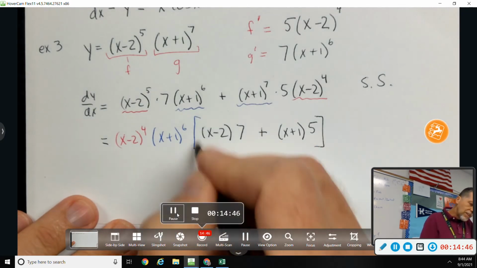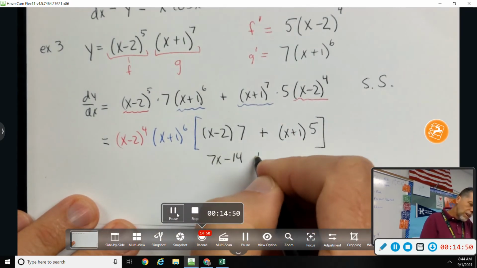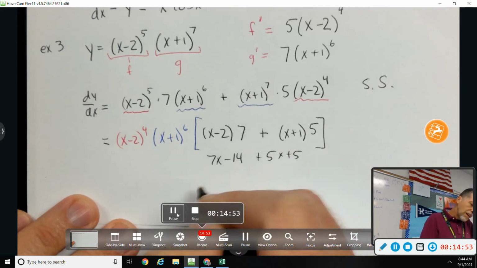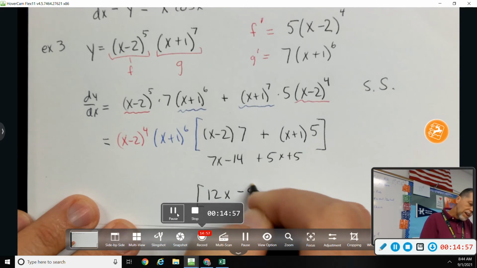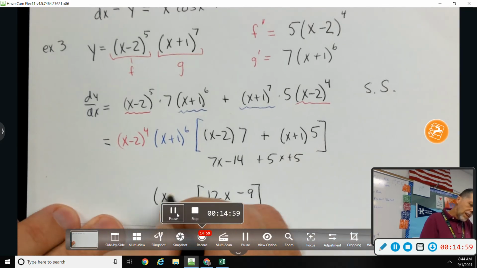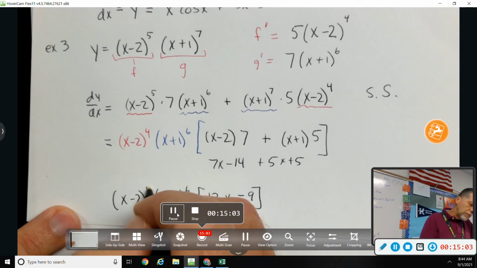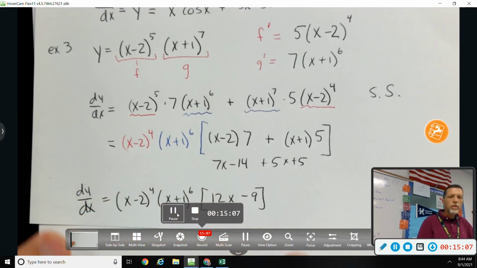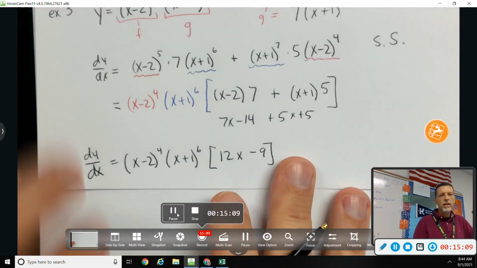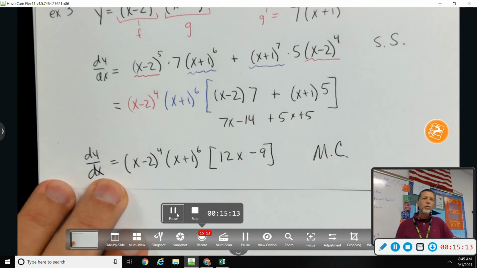So inside there, if we clean that up, 7x minus 14 plus 5x plus 5 would be 12x minus 9. So this is really more of an algebra problem than a calculus problem. So there's my multiple choice answer.